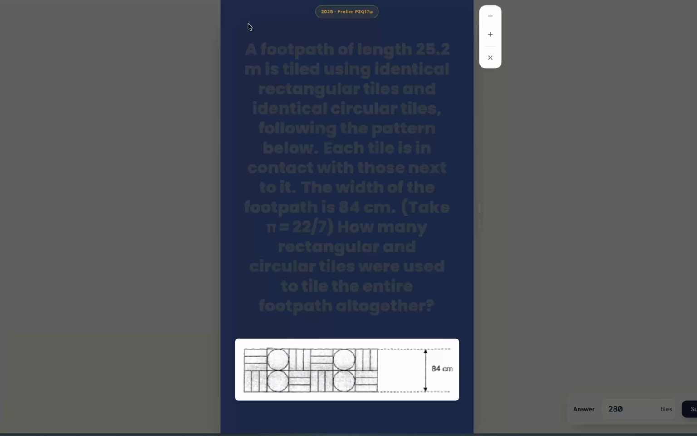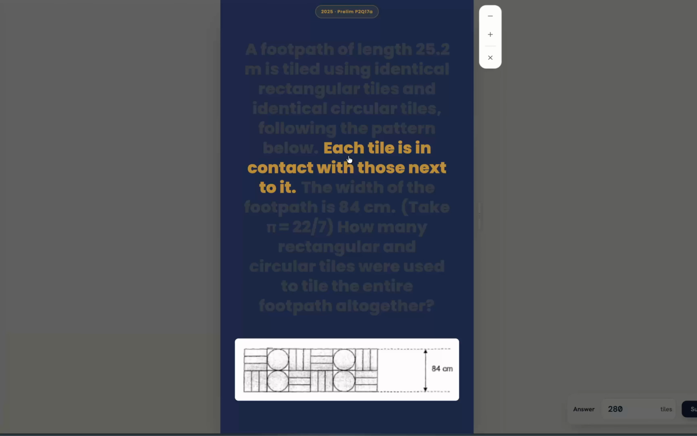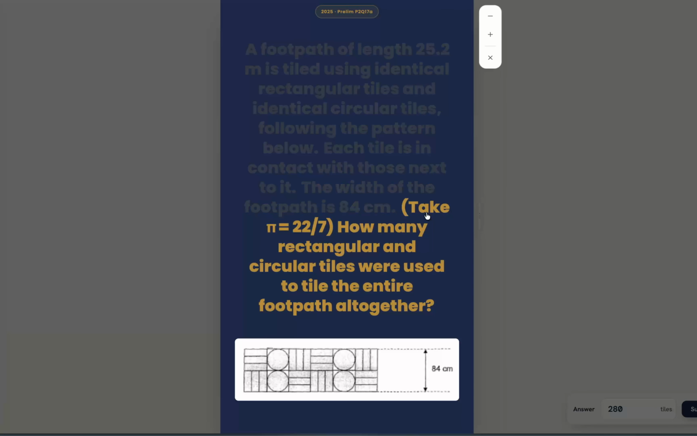Question 17 part A. A footpath of length 25.2 meters is tiled using identical rectangular tiles and identical circular tiles following the pattern below. Each tile is in contact with those two next to it. The width of the footpath is 84 centimeters. How many rectangular and circular tiles were used to tile the entire footpath altogether? Take pi as 22 over 7.